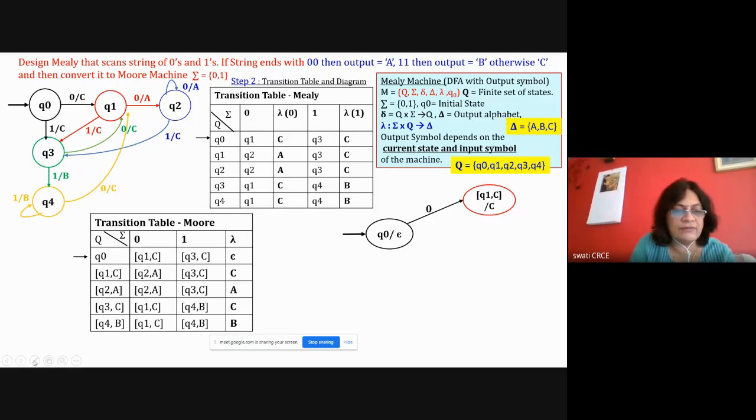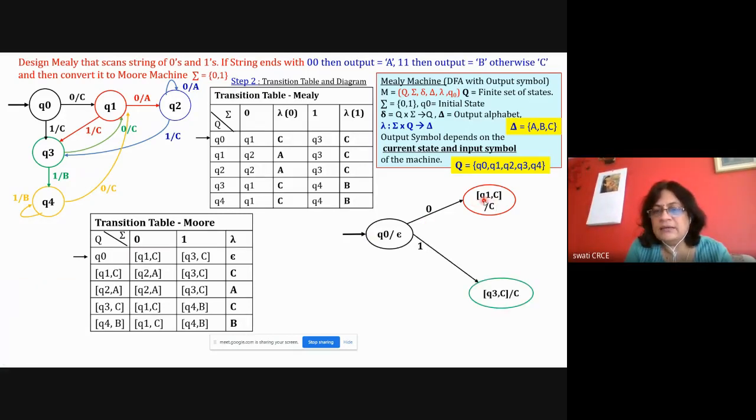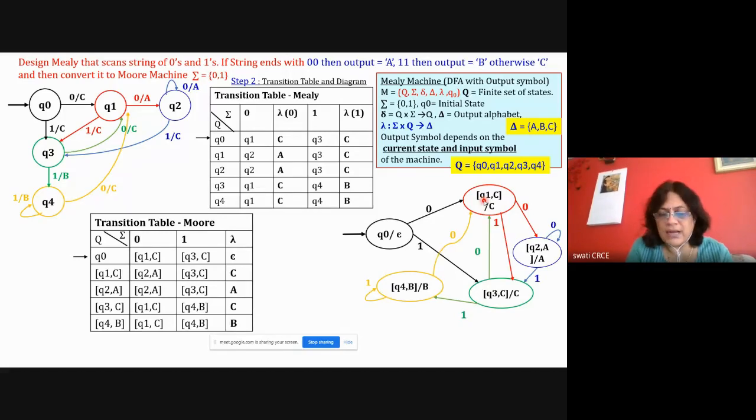In case of DFA, the converted DFA Moore machine has the name of the state as Q1 comma C. And then draw the transitions for zeros and ones for all the states and complete the diagram. After completing the diagram, write down the final answer for the Moore machine.